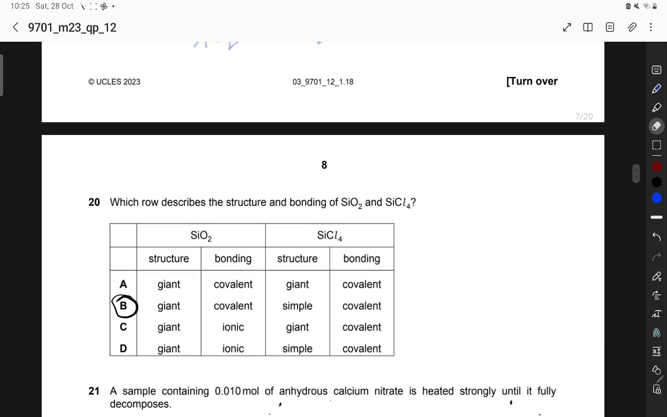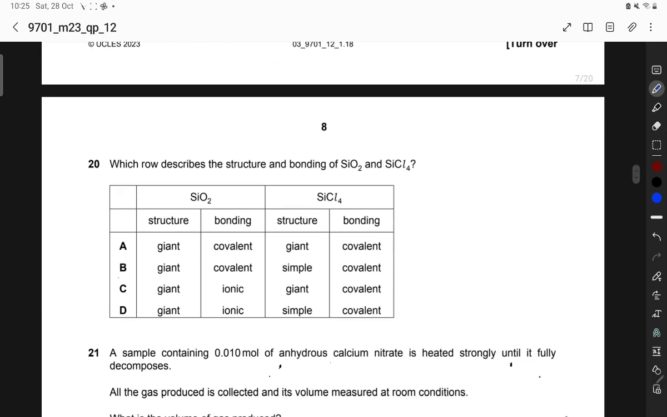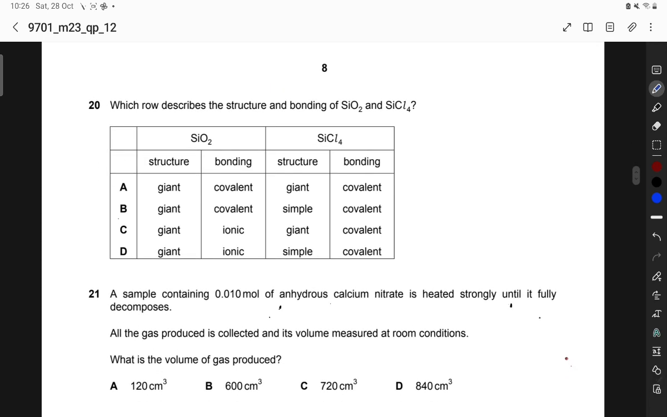Question number 20. Which row describes the structure or bonding of silicon and silicon chloride? Silicon is a giant molecule, bonding is covalent. Silicon chloride is not giant, covalent. B is the giant, covalent. Simple covalent. So this option is correct.